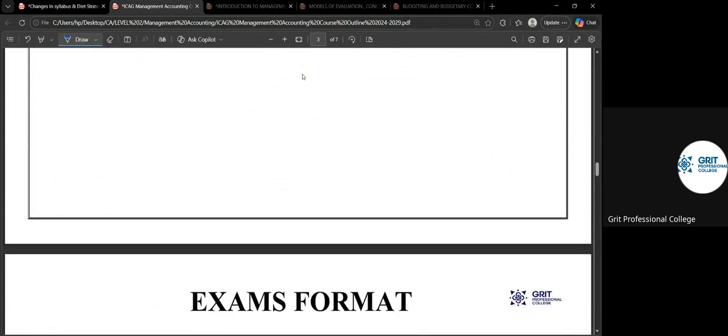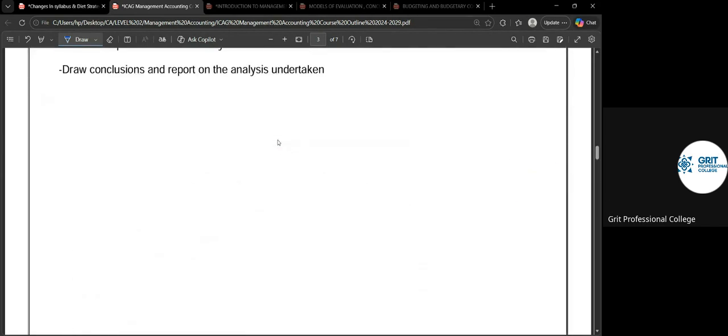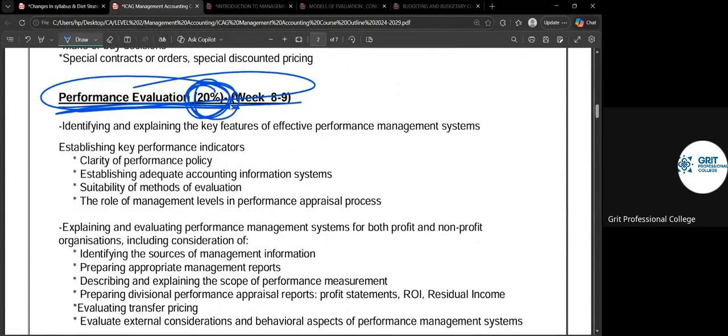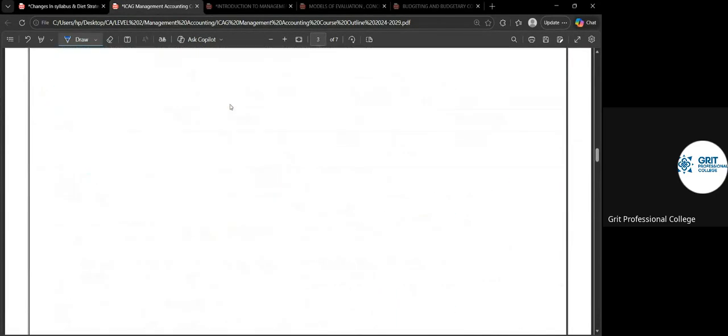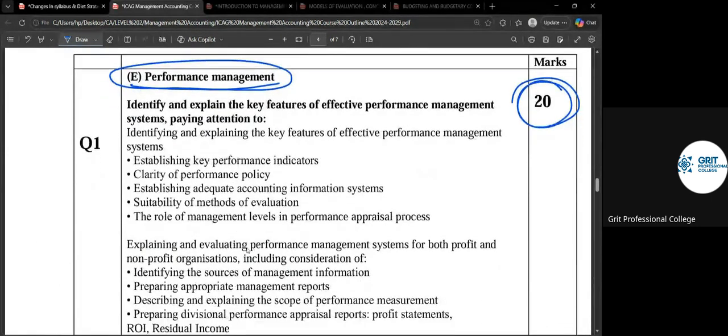But let's look at how that translates into the 5 questions that you are going to see in your exam. When you take your question 1, what are you expecting to see? Question 1, as you can see, is area E. What was area E within our syllabus? Performance evaluation. So the examiner is saying that all of the content that you are seeing there is going to test you for 20 marks in your exam.